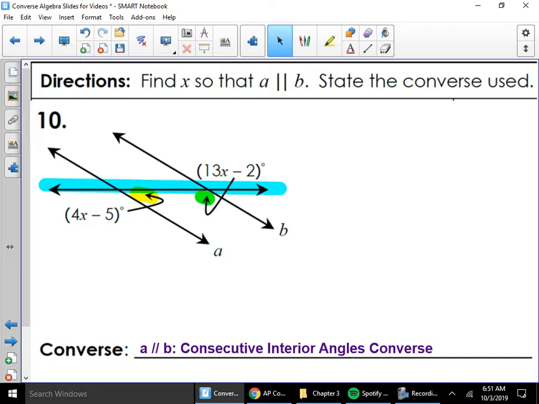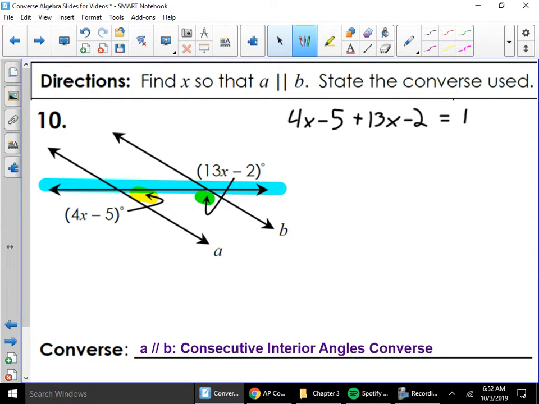So consecutive interior angles, but we don't want congruence there. Instead, we want supplementary. So 4x minus 5 plus 13x minus 2. Those need to add to 180. Again, 4x minus 5, that was my yellow angle. 13x minus 2 was the green one. The 180 is coming from the definition of supplementary.